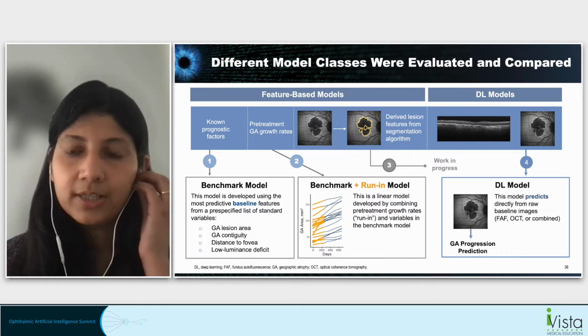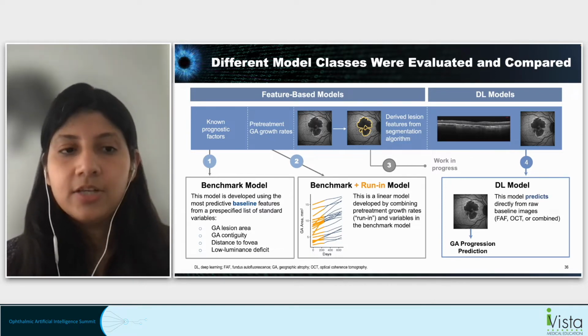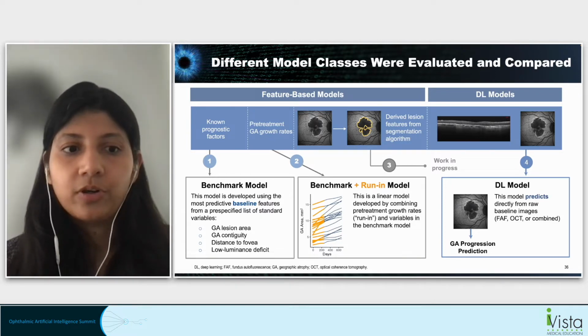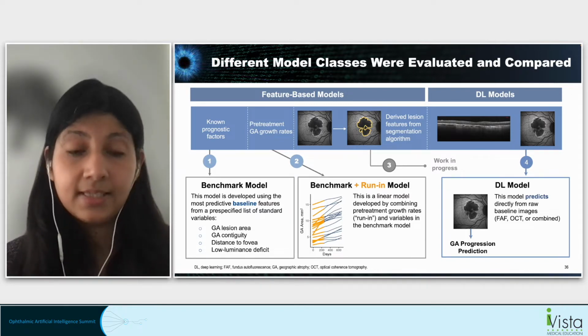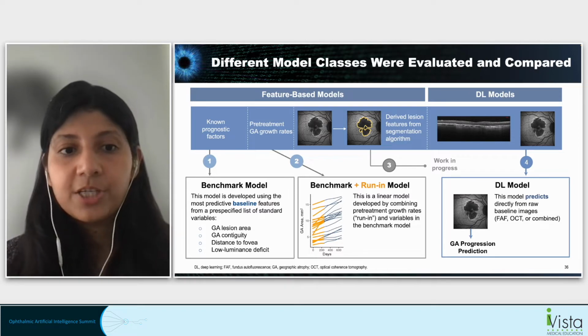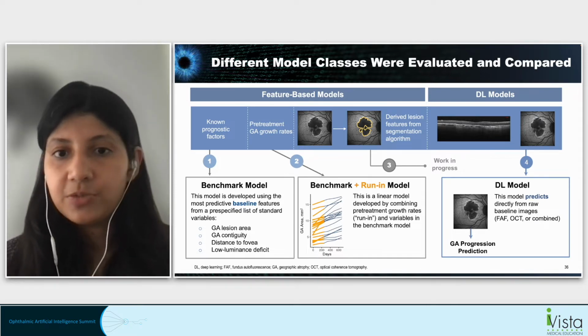These are the different model classes which were evaluated. From left to right, you can see that the complexity of the model increases. On the extreme left, we have the known prognostic factors, which we also call the benchmark model, for which we use the GA lesion area, GA contiguity, distance to fovea, and the low luminance deficit. Then we have the pre-treatment GA growth rates, which is basically the benchmark plus a run-in model. This is a linear model combining the pre-treatment growth rate and the variables in the benchmark model.